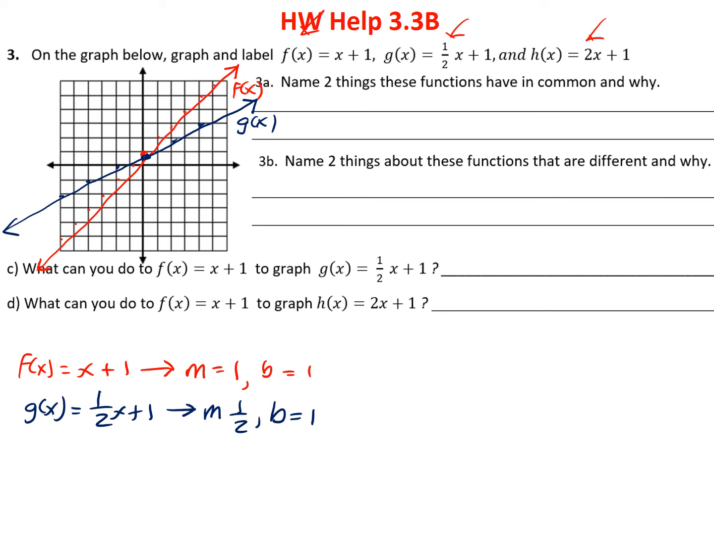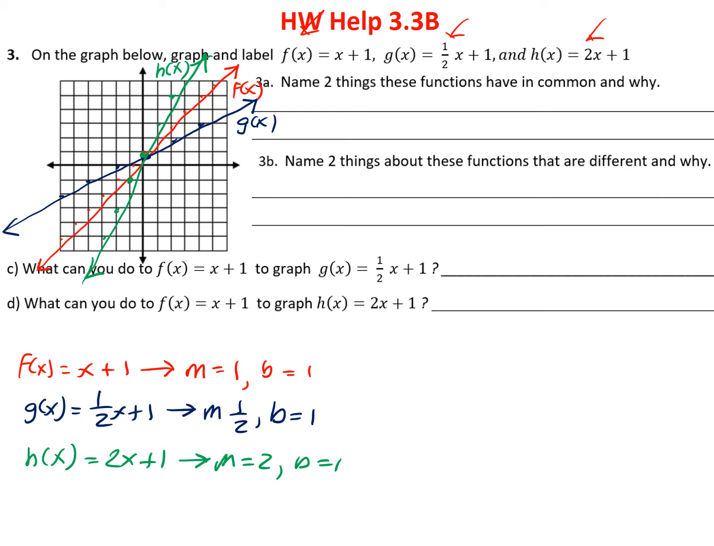And then my h of x, again, the slope changes, so it's 2x plus 1. So the slope is now 2, and the b is the same. So again, they're all going to start at the same point. This time the slope is 2, so I go up 2 and over 1, and likewise back 2 over 1. And so my line looks something like this. And that is my h of x.